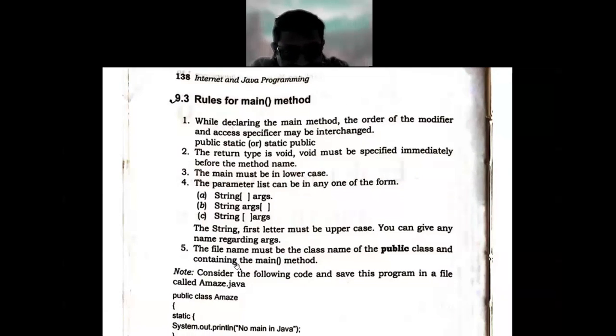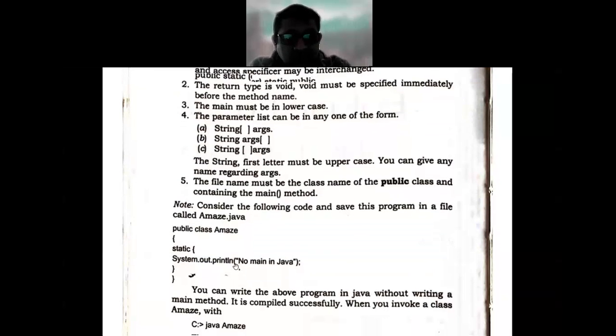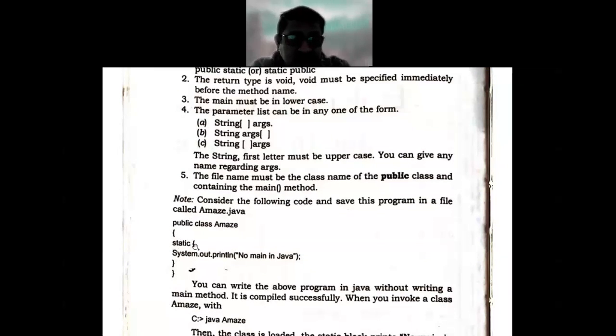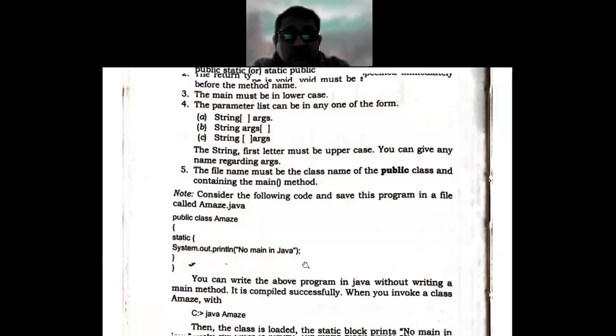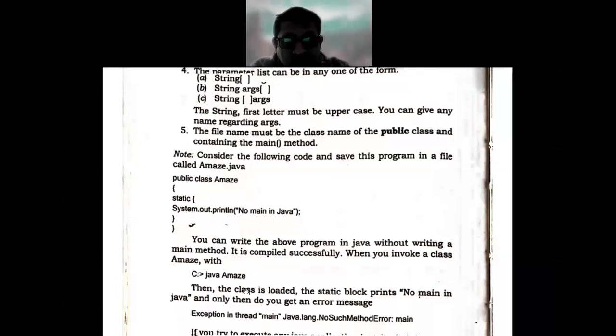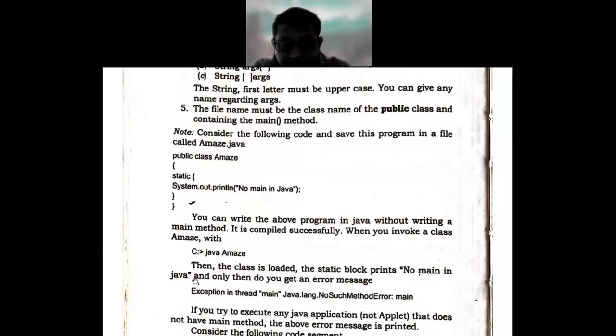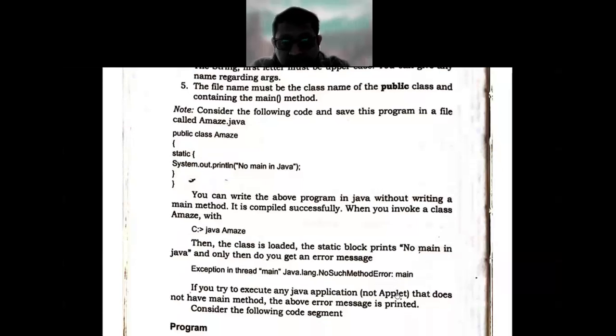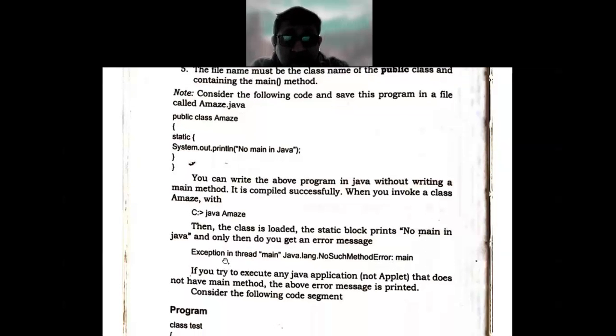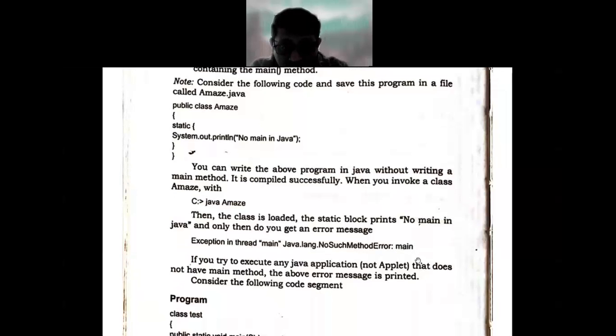Just a reminder. Now, for example, if you write public class with a static block, and you write no main in Java, then if you try to execute it, the class is loaded, the static block contains no main, and then you get an error message. Okay, so in this case, if you execute this program, you will get an error message. The exception is java.lang.NoSuchMethodError: main. So method main not available is a standard error.